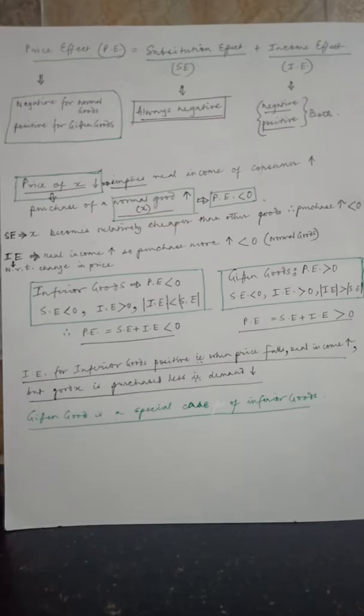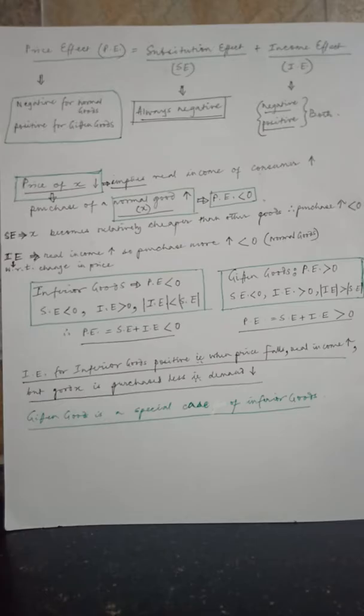Now, in order to talk about the income effect and substitution effect, we want to say that the total change in demand in response to a change in the price of a commodity is decomposed into two effects: substitution effect and the income effect. Now, the income effect is actually the change in the real income due to a change in the price of a commodity. So, what is meant by income effect?